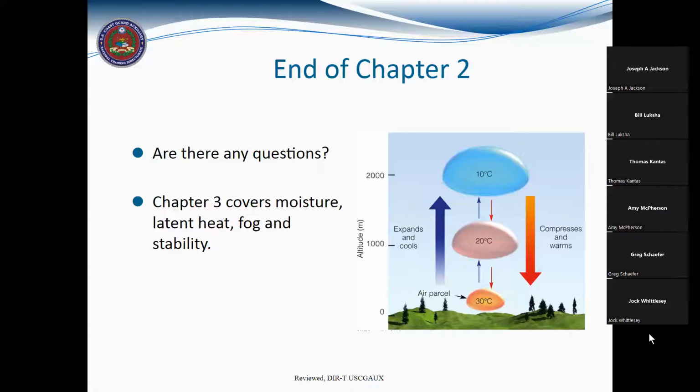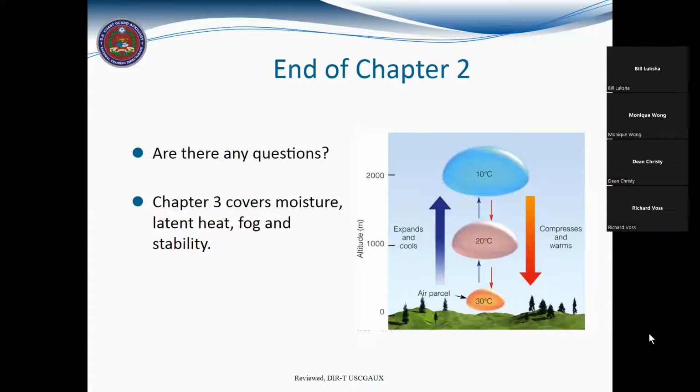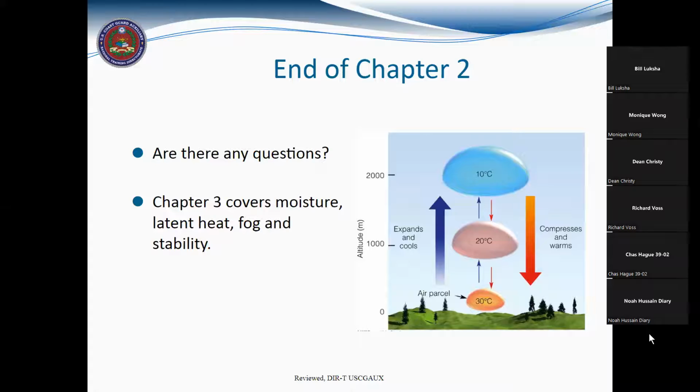Jock, unmute yourself. Jock Wilson. Yeah, C, location of low pressure. Right on. A wind gradually changing in a clockwise fashion is, Jock? Veering. Veering is correct. Well done.